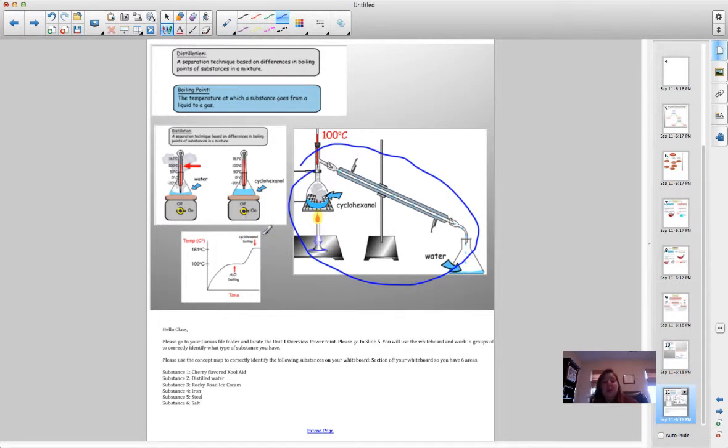So how we're going to apply this into class is, if you look down here a little bit, we're going to go to the Canvas file folder once you first get into the class, and you're going to open up your Chapter 1 Overview PowerPoint.